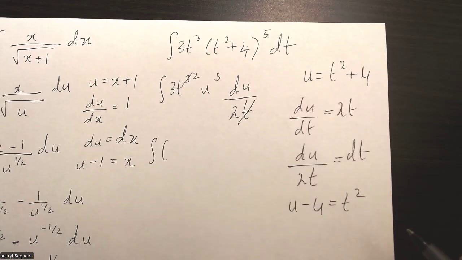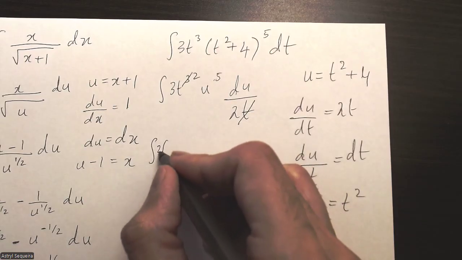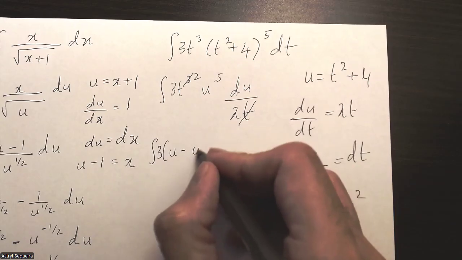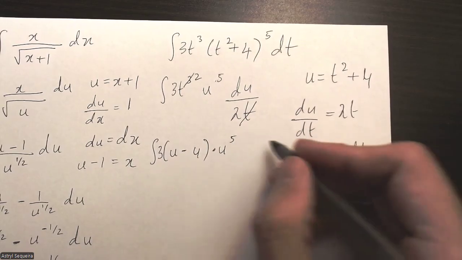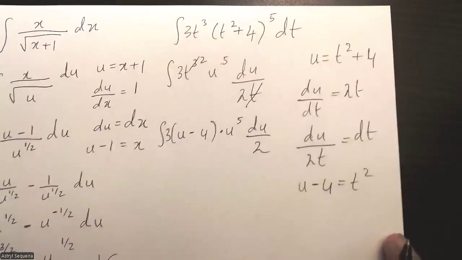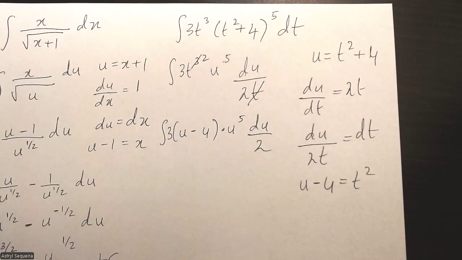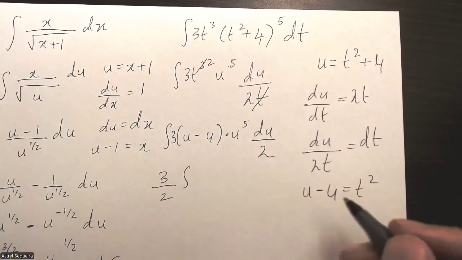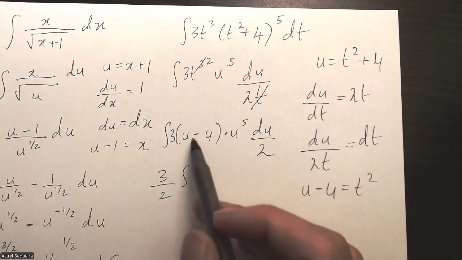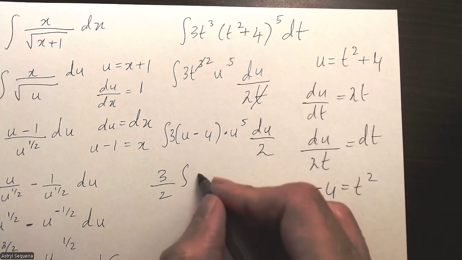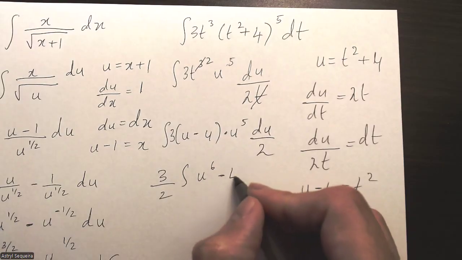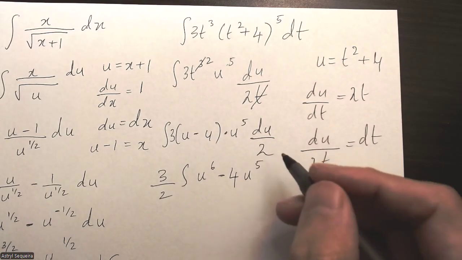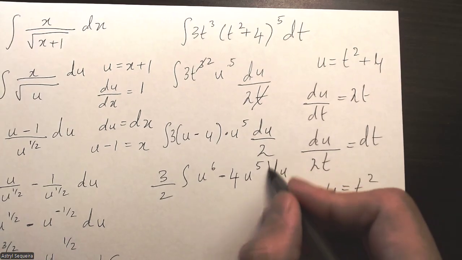So I have integral 3 times (u minus 4) times u to the 5 du over 2. Now I can just simplify this and then integrate it. I'll start by just bringing this 3 over 2 outside the integral because it's a constant. And then over here, I'll multiply the u to the 5 by this bracket. So it becomes u to the 6 minus 4u to the 5 du.